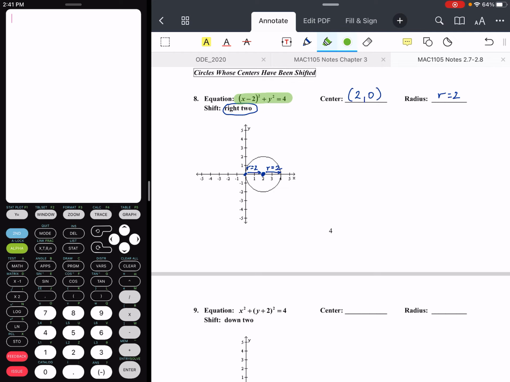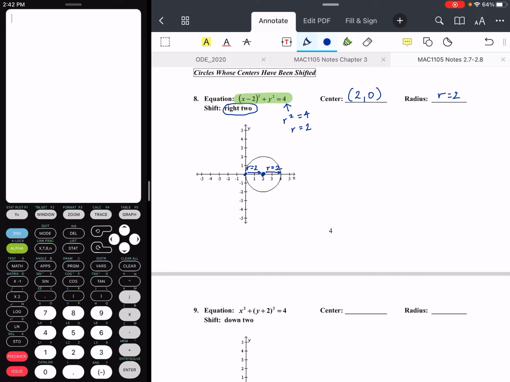So the x-coordinate is 2, the y-coordinate is 0. Positive 2, so it's going to be the opposite sign from what I see in parentheses. (x - 2)^2 gives me a positive 2 x-coordinate for the center. y squared, there's no adjustment, so the y-coordinate is still 0. And then it says equals 4 over here, so that's r squared, right? If r squared equals 4, that means my radius has to be the square root of 4, which is 2.